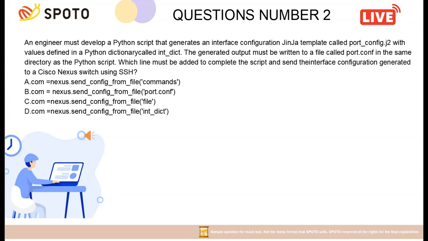A. com equals nexus.send_config_from_file, commands. B. com equals nexus.send_config_from_file, port.conf. C. com equals nexus.send_config_from_file, file. D. com equals nexus.send_config_from_file, int_dict. You have 15 seconds to answer.